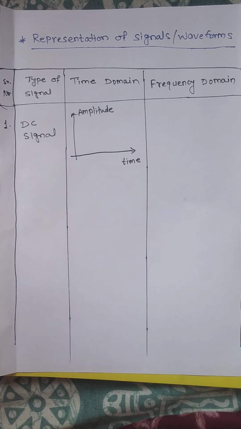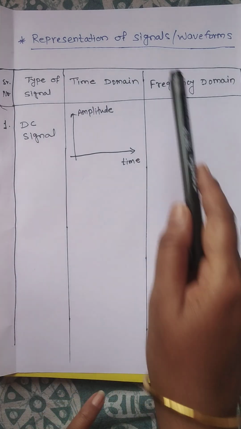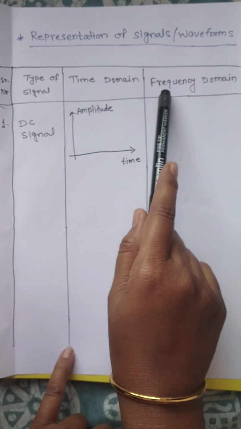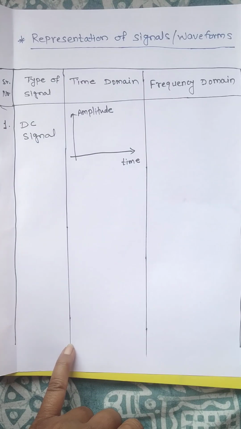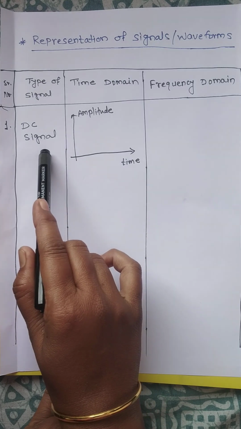Now let us see how we can represent our signals or waveforms in two ways. So we can represent our signals in time domain or in frequency domain. So let us make a table. So first type of signal is the DC signal.